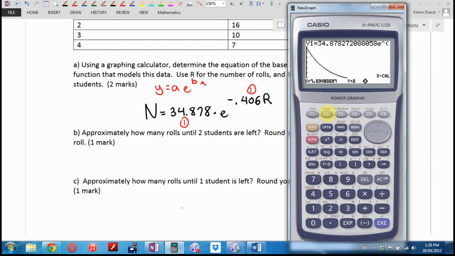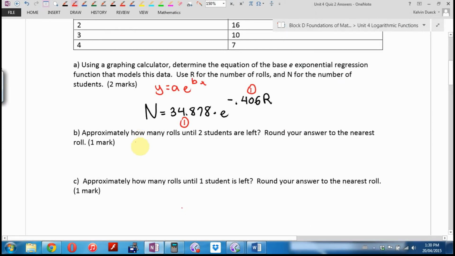You have no idea. It took me a while to come up with something that worked out almost evenly. 7 rolls, just past 7 rolls. But approximately how many rolls? 7 rolls. 1 mark for that.